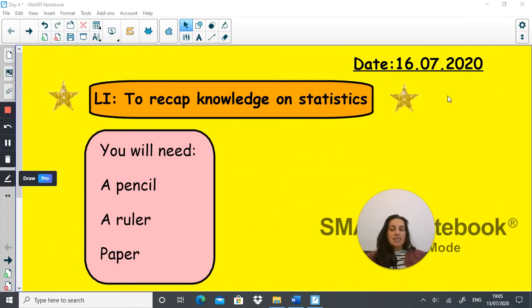Today's date is the 16th of July 2020. It's a Thursday, and the LIE is to recap knowledge on statistics. And as we know, that's all about information and data. And you need a pencil and a paper. And today you want a ruler because you'll be drawing some graphs, some bar charts. So you do need to have a ruler handy.